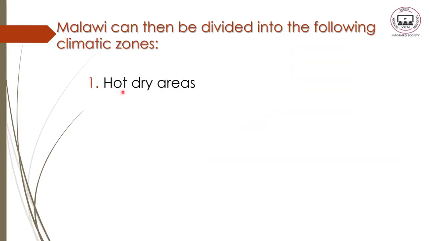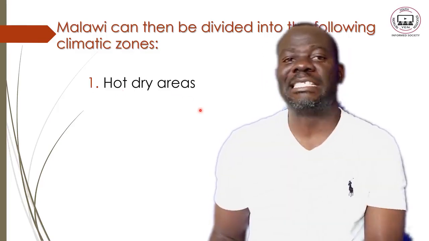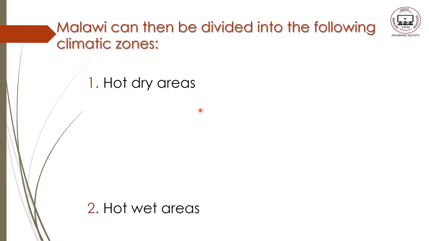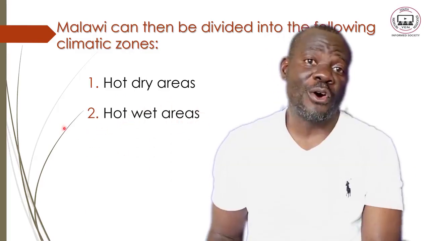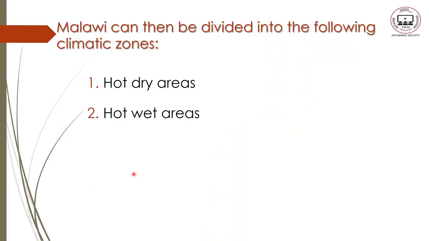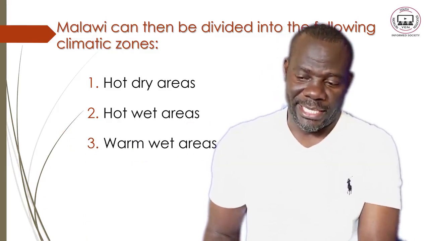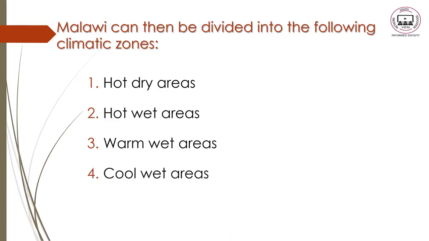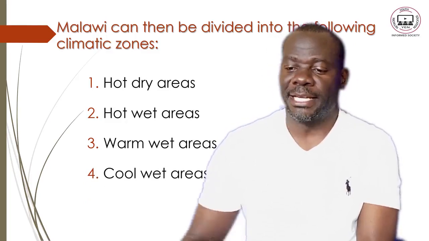There are hot, dry areas. So in Malawi, we have hot and dry areas. And also we have hot, wet areas. And not only that, we also have warm, wet areas. And also we have cool, wet areas.